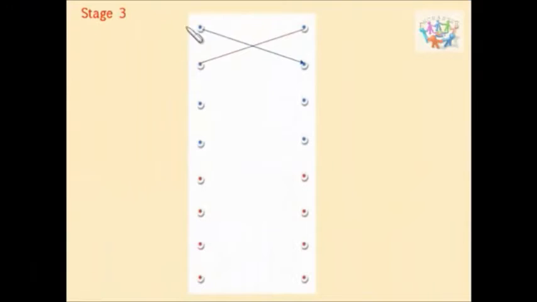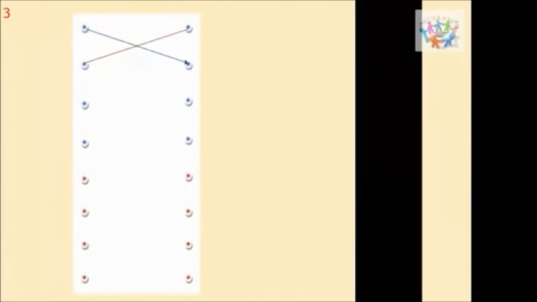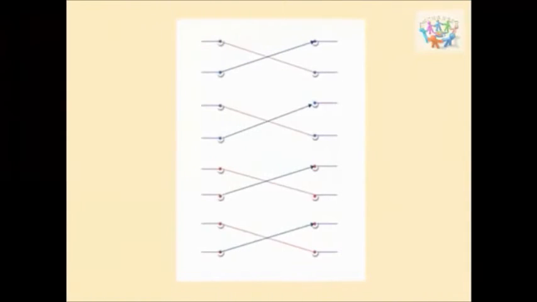For stage 3, you will have 4x. That is, this will be 1x. These 2 points will form 1x. These 2 points will form the other x. This will form the third x, and this will form the fourth x. So after joining, we'll have 4x.